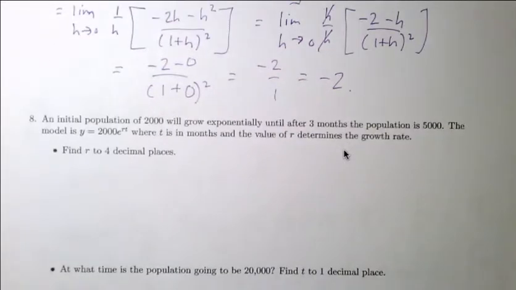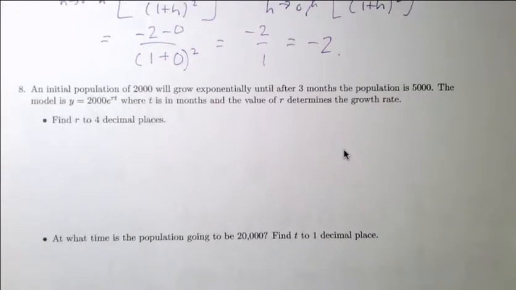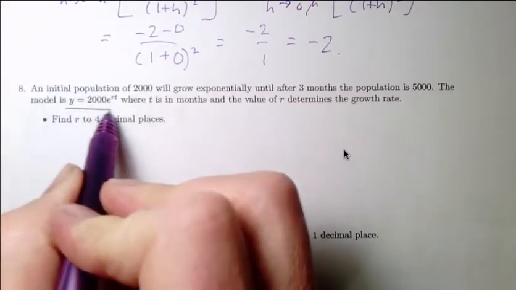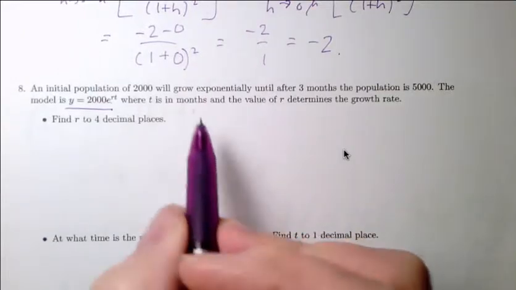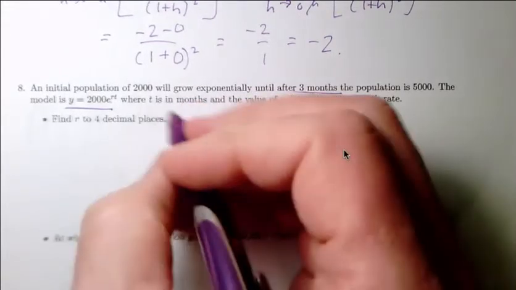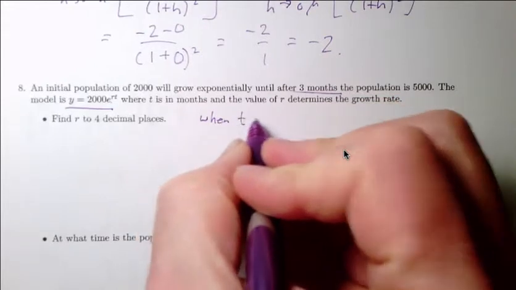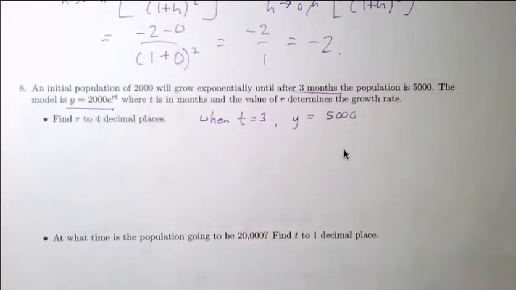Alright, one last problem here to complete this quiz. This is a kind of pre-calc problem. We have a model here for population growth, and we know that our model has this form. It's exponential, and we need to identify the growth rate, r. To do that, we have a piece of data here. We know after 3 months, so when t equals 3, the population y is equal to 5,000. So we're going to plug that data into our equation.